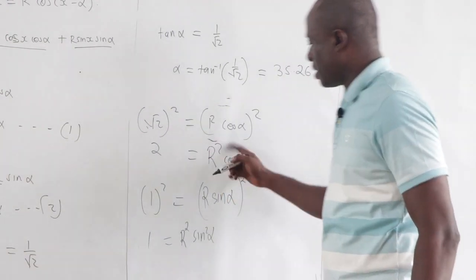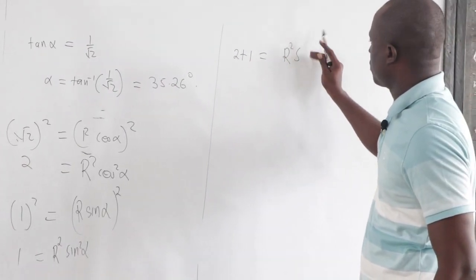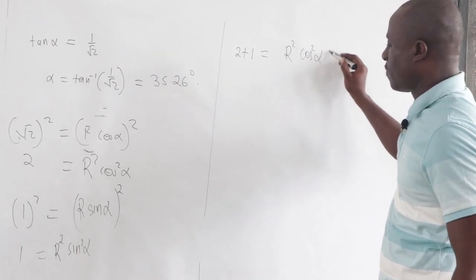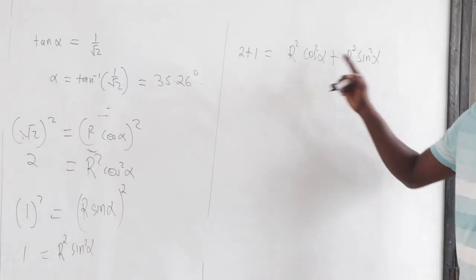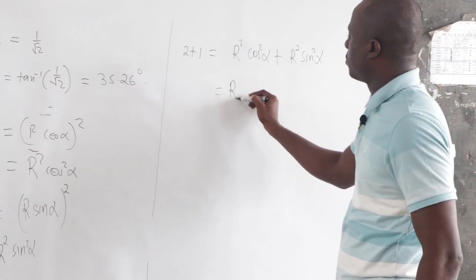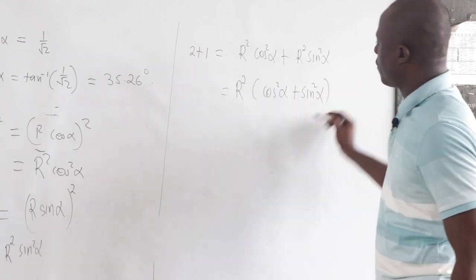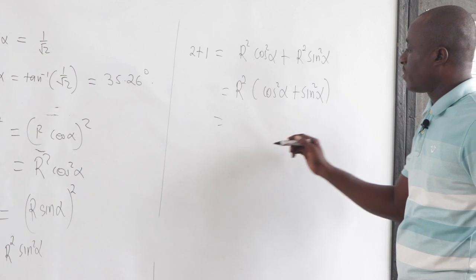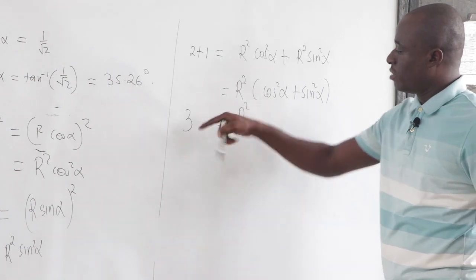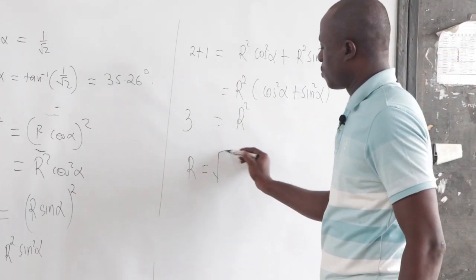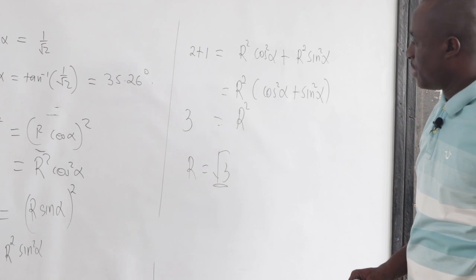Now adding this and that, what do you have? 2 plus 1 equal to r squared cos squared alpha plus r squared sin squared alpha. r squared is common. Factorize r squared out. What do you have? Cos squared alpha plus sin squared alpha. Now cos squared alpha plus sin squared alpha is 1. So just r squared, and 2 plus 1 is just 3. We want to find r. So square root, therefore r, which is the square root of 3, to be plus or minus, but then the r should be greater than 0.